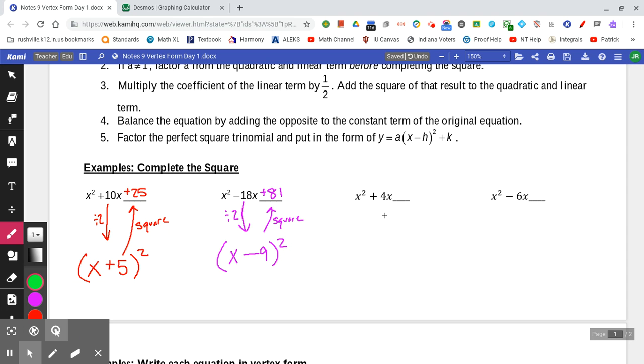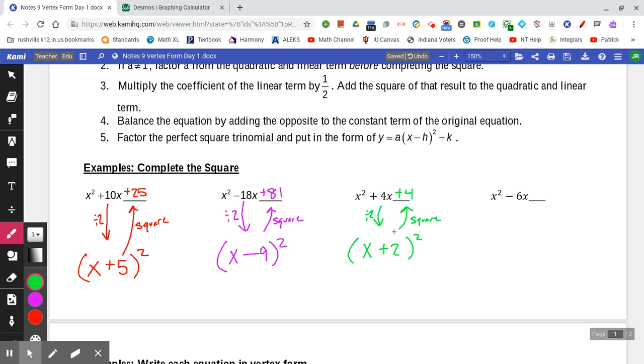Let's do another example. Here we have x squared plus 4x, and then we'll figure out what that term needs to be. So if we were to write this as a quantity squared, this will always be x. What number is this? Well, it's always divided by 2. So 4 divided by 2 is positive 2. Now we'll figure that last term by squaring what we just wrote. So positive 2 times positive 2 would be positive 4.